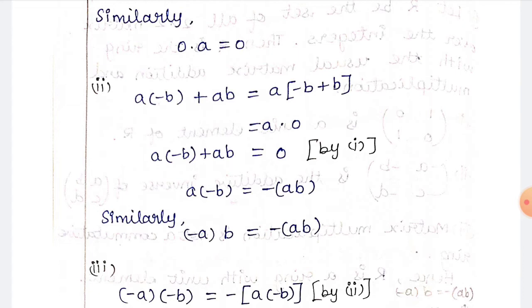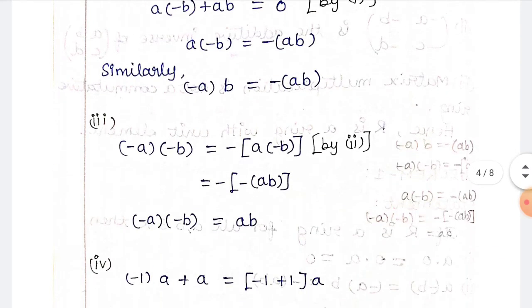Similarly, you have to show that (-a)b is equal to -(ab). Next we have to show the third subdivision. For the third subdivision, the left hand side part is (-a) into (-b). So using the second subdivision, a(-b) is equal to -(ab). So -a will be as it is, and instead of b you have -b. So using the second subdivision, -(a(-b)). In the next step, the minus will be as it is. Again you have to use the second subdivision.